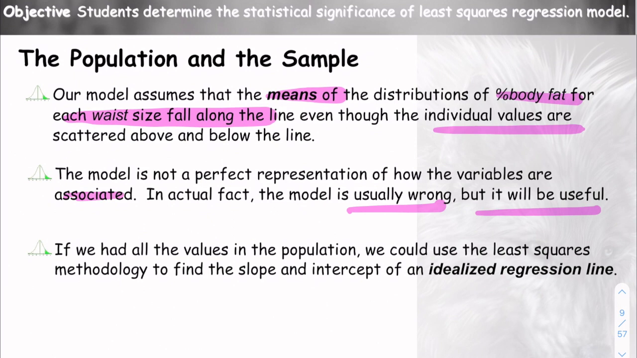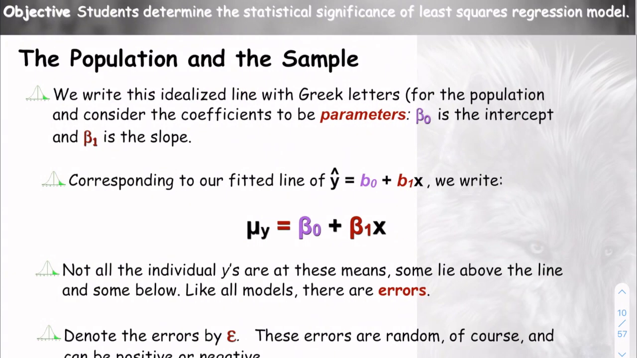If we had all of the values in the population, we could use the least squares methodology to find the slope and the intercept of an idealized regression line. So not just our data, but all of the data put together. And we write the idealized line with Greek letters, just like when we talk about populations, and we consider the coefficients to be parameters. So we're going to use beta naught, the Greek letter beta, as the intercept, and beta sub 1 is the slope. And corresponding to our fitted line, we have y hat.